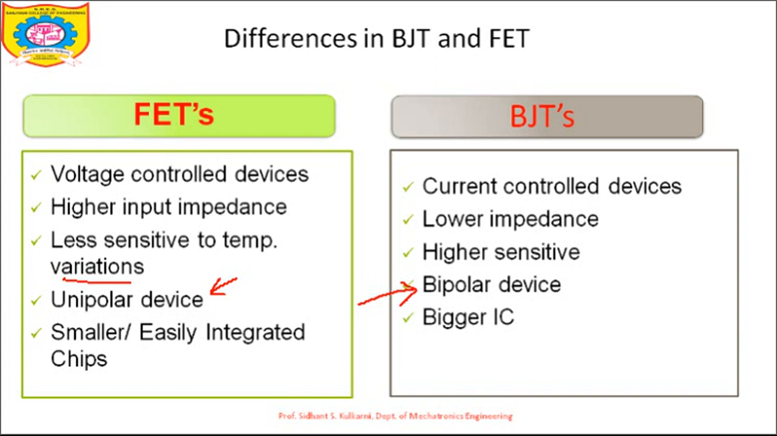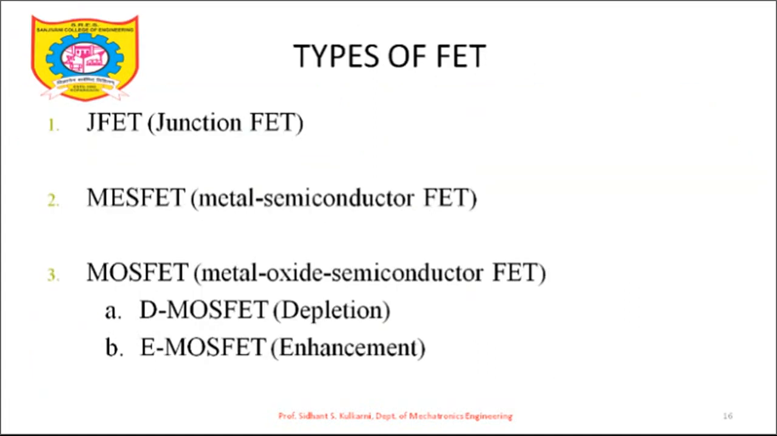Then what are the different types of FETs? Try to understand. JFET, junction field effect transistor. Then MESFET, metal semiconductor field effect transistor, is another type. And in the MOSFET, there is a depletion type MOSFET and an enhancement type MOSFET. What is the long form of MOSFET? Metal oxide semiconductor field effect transistor. And FET long form is field effect transistor. So there are three basic types of FET.